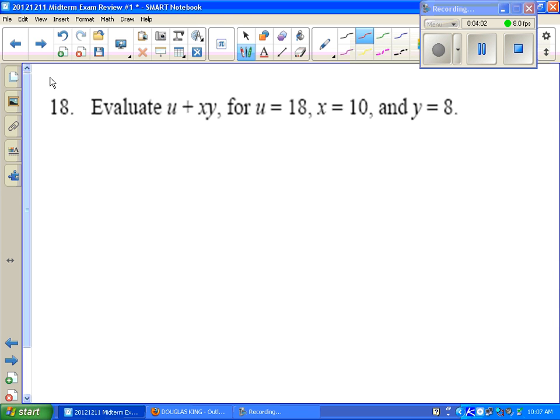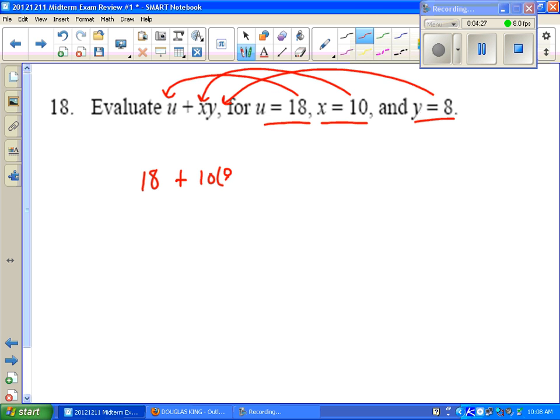Evaluating u plus xy. You have separate values for u, x, and y. We know u's value is 18, so in place of u, we're going to plug in 18. Plus x's value is 10, so in place of x, we're going to plug in 10. And it's right next to y. That means they're multiplying y's value, which is 8. So 10 times 8. Then you just need to simplify it. Do your multiplication before you do your addition. 10 times 8 is 80. And 18 plus 80 is 98.